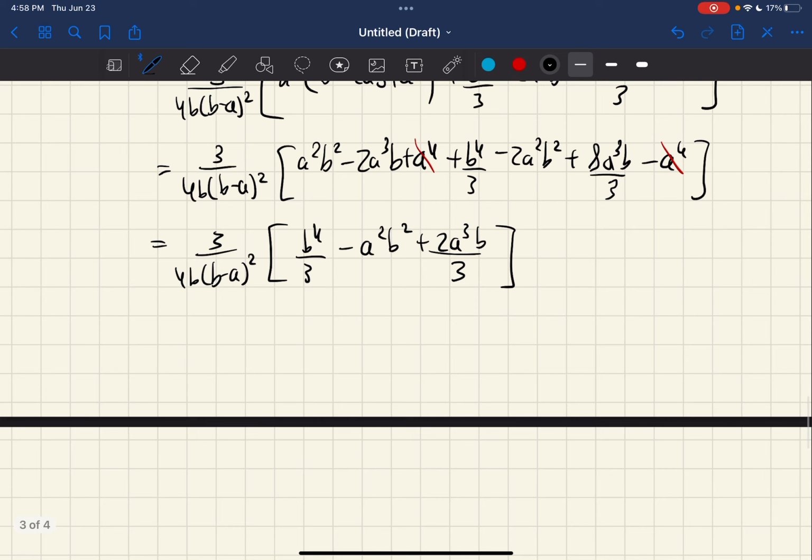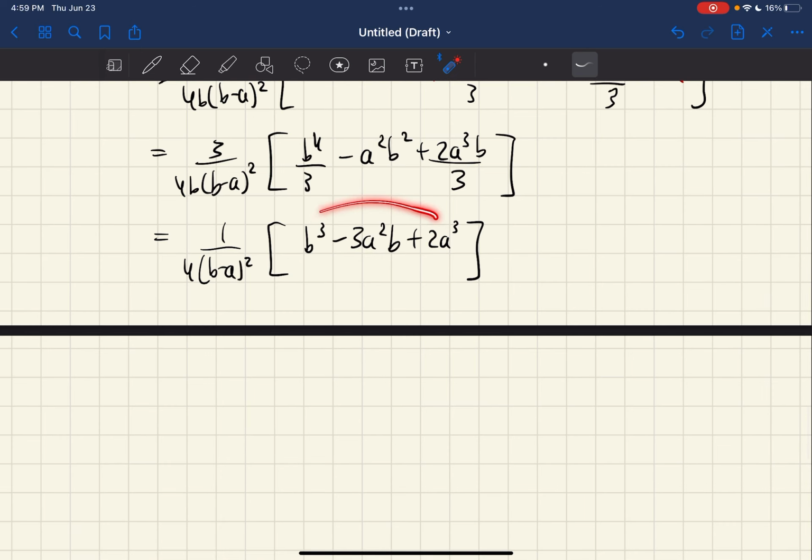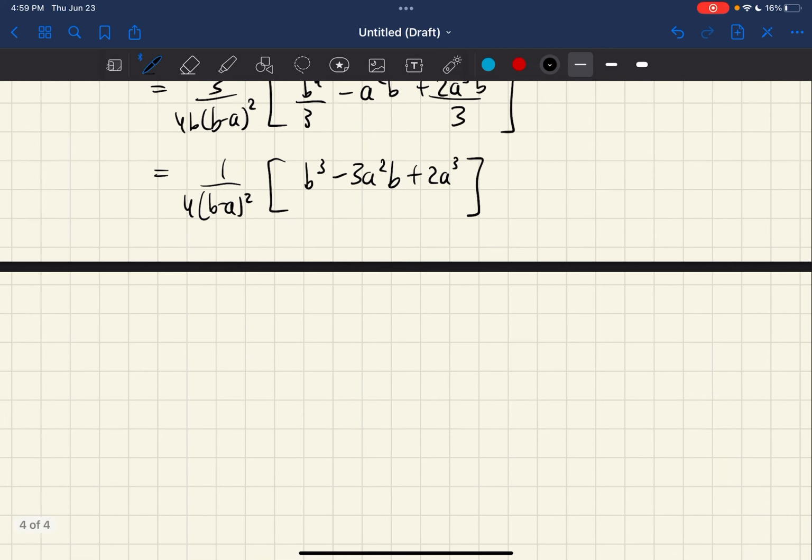So now we can go ahead and multiply this 3 into here, so we can cancel these 3's in the denominator, and we can factor out a b from each of these terms to cancel with this b in the denominator. So we're left with 1 over 4 times b minus a squared times, we're going to get a b cubed minus 3a squared b plus 2a cubed term. And we are hoping that there's going to be some multiple of b minus a here so that we can cancel it with this, but we know that it's not going to be b minus a cubed because there's only one cross term here. So it's going to be some b minus a squared term, which when we FOIL out, is just b squared minus 2ab plus a squared.